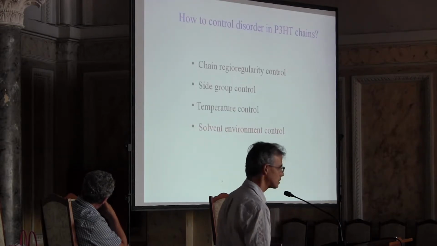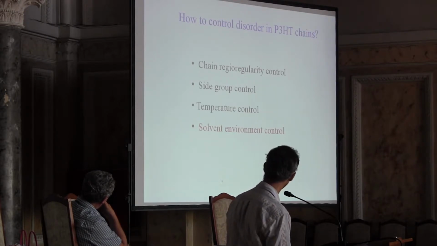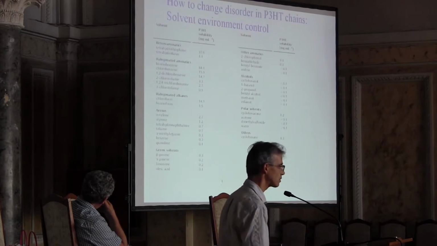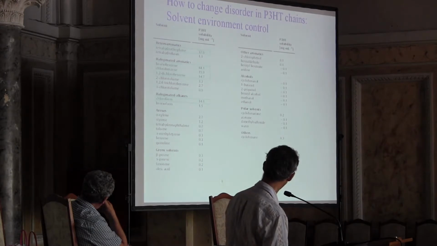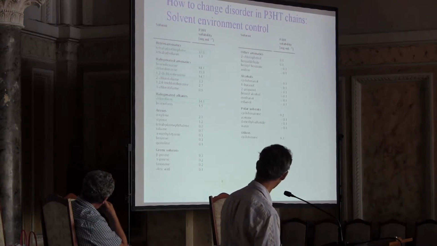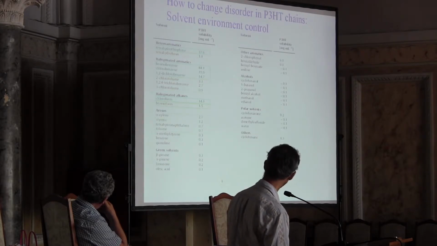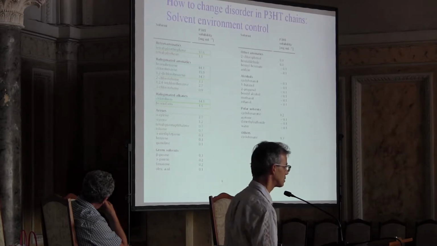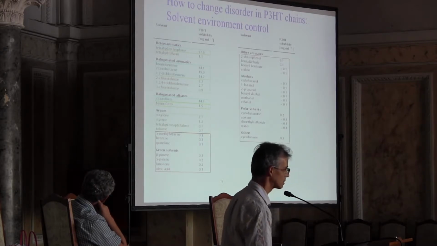So in principle, there are different methods to control ordering of polythiophene molecules, which are listed here, and I will concentrate only on the solvent and environmental control. In this method, in principle, there are a lot of solvents which can be used to dissolve this polymer, and one group of solvents like chloroform or chlorobenzene are very good solvents for this polymer. The other group of solvents, shown in yellow, have intermediate ability to dissolve this polymer, and we also have one group of solvents which are very bad solvents for this polymer.